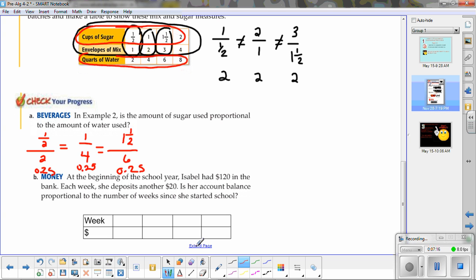All right, we got one last example. At the beginning of the school year, Isabel had $120 in the bank. Each week she deposits another $20. Is her account balance proportional to the number of weeks? Well, after 1 week, she would have had the 120 plus another $20, so $140. After 2 weeks, would be $160. Week 3 would be $180. And week 4 would be $200.